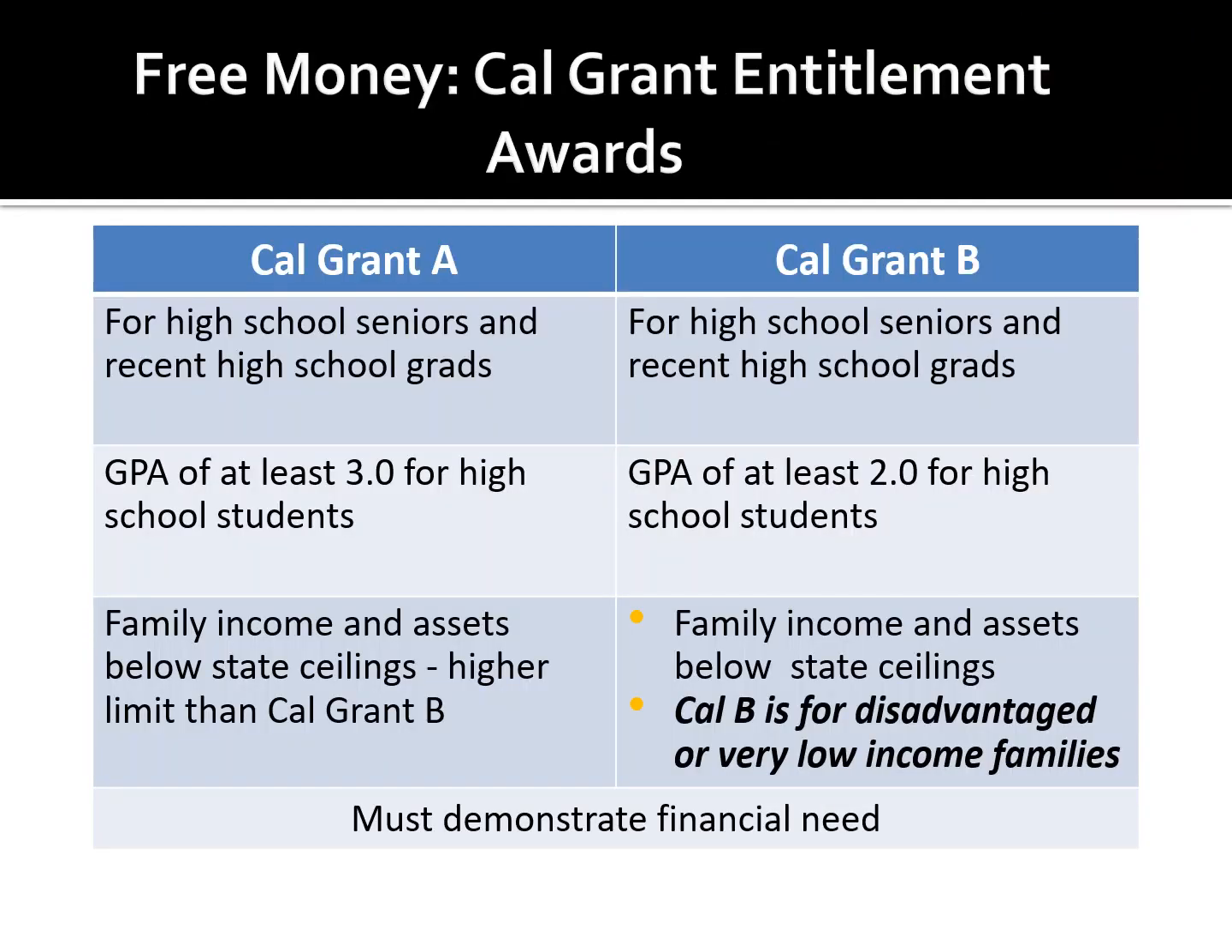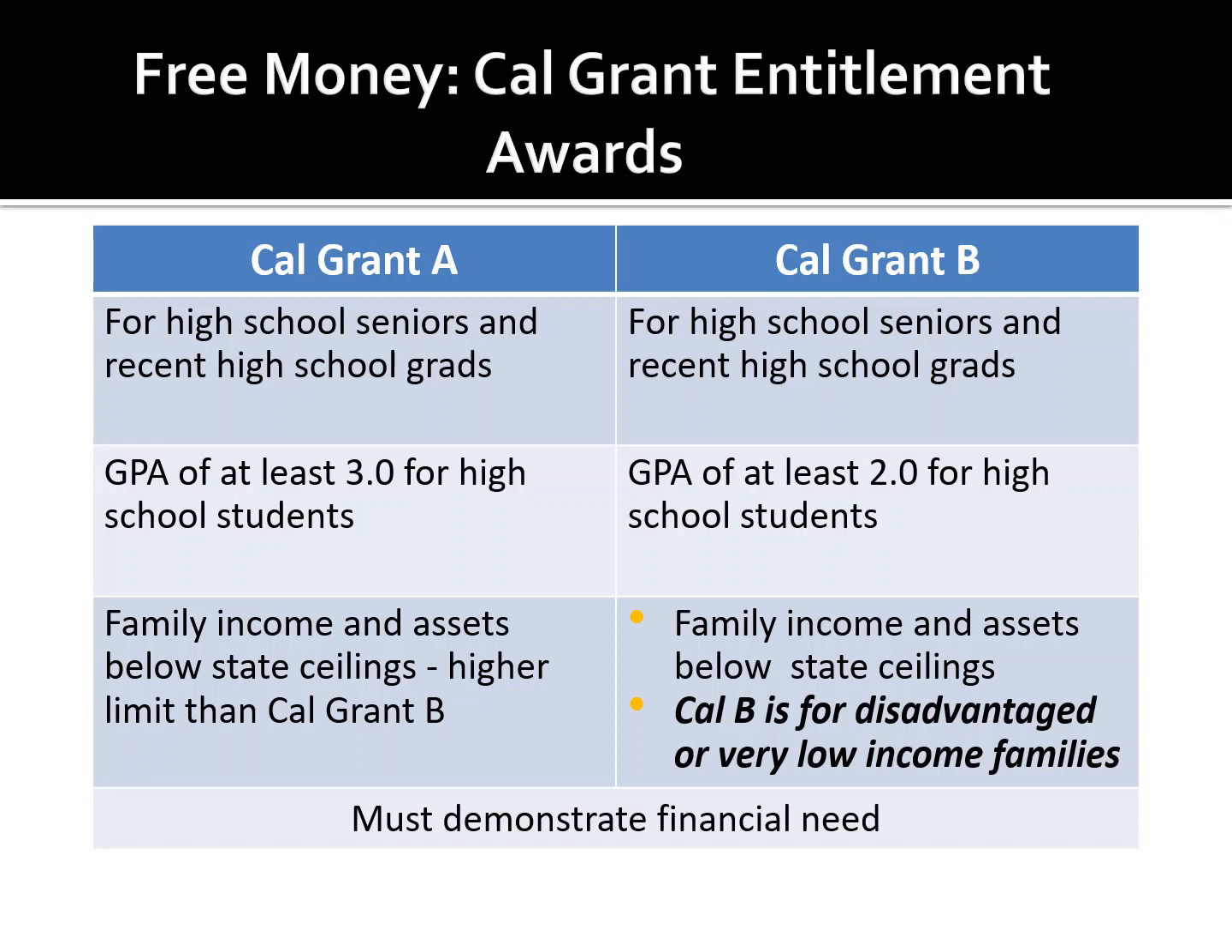So moving on to the Cal Grants, you've heard me mention Cal Grants a bit now, so we'll be going into what the awards have. For example, the Cal Grant A and Cal Grant B is for high school seniors and recent high school grads. Cal Grant A is for students with at least a 3.0 GPA, and family income and assets are below state ceiling.